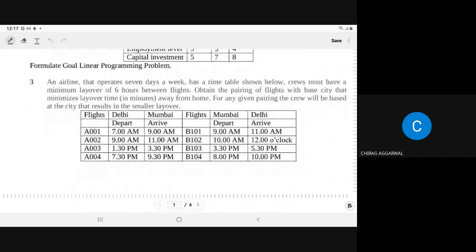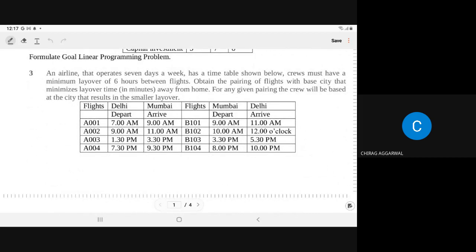Now, let us take this problem, question number three first, then we do the second one. An airline that operates 7 days a week has a timetable shown below. Crews must have a minimum layover of 6 hours between the flights, meaning it is the rest period. Obtain the pairing of the flights with base city that minimizes layover time in minutes away from home. For any given pairing, the crew will be based at the city that results in the smaller layover.